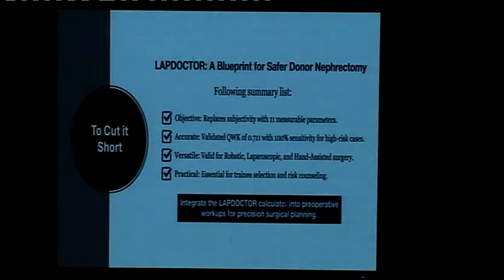So, to sum up, the LAB doctor, a blueprint for safer donor nephrectomy: objective, it replaces the subjectivity with 11 measurable parameters; accurate, with 100% sensitivity for the high-risk cases; versatile, valid for different approaches of minimally invasive donor nephrectomy; and practical, essential for trainee selection and risk counseling. So it is advisable to integrate the LAB doctor calculator into the preoperative workups for precision surgical planning.